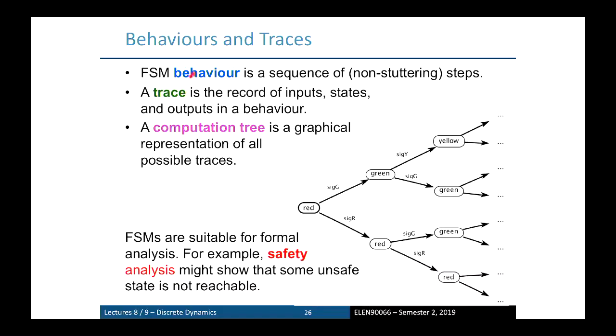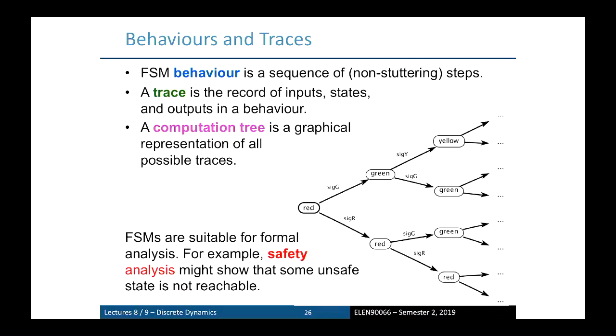A behaviour of an FSM is like a sequence of things happening, right? Think about it: you're observing the behaviour of something. There are a sequence of steps that have happened to make that behaviour. So a behaviour might be a sequence of states that are followed. If you sit there and watch the traffic lights all day, you'll see there's a behaviour. It goes red, orange, green, orange, red, etc. And you can look at how it's responding to the inputs.